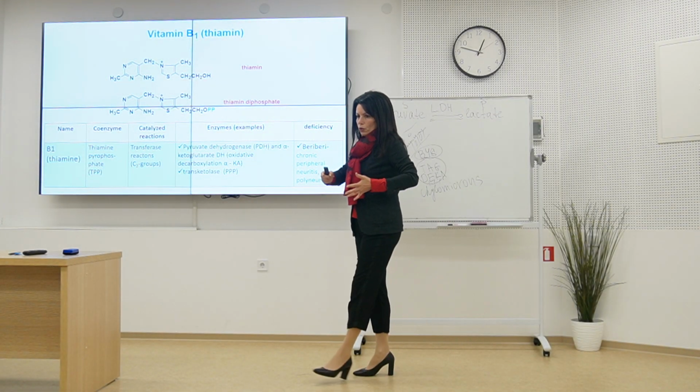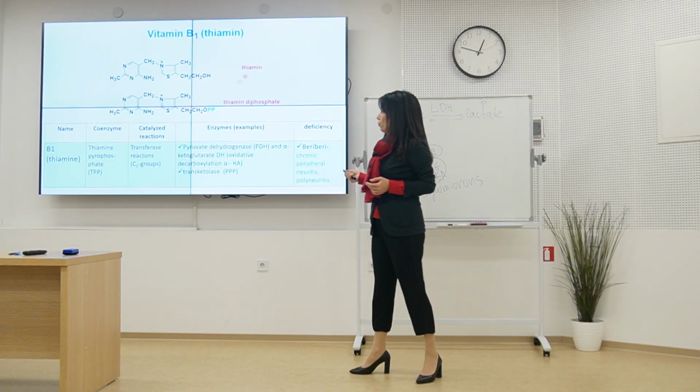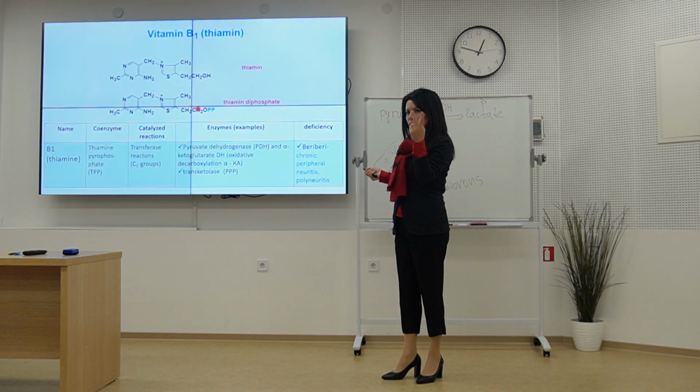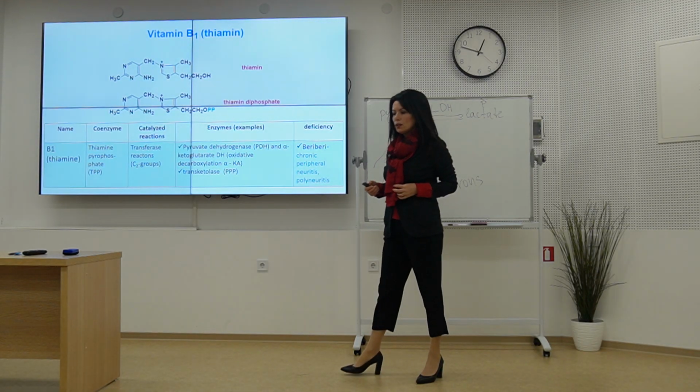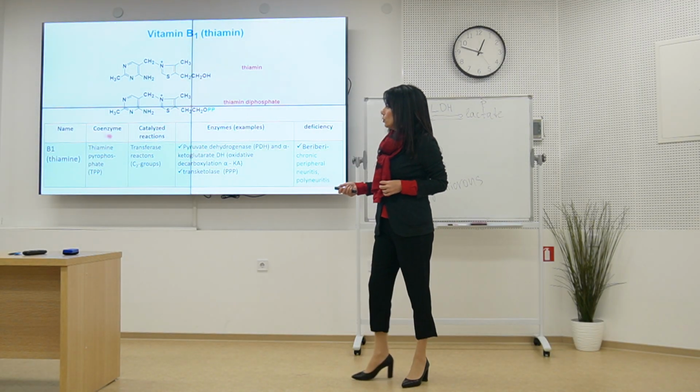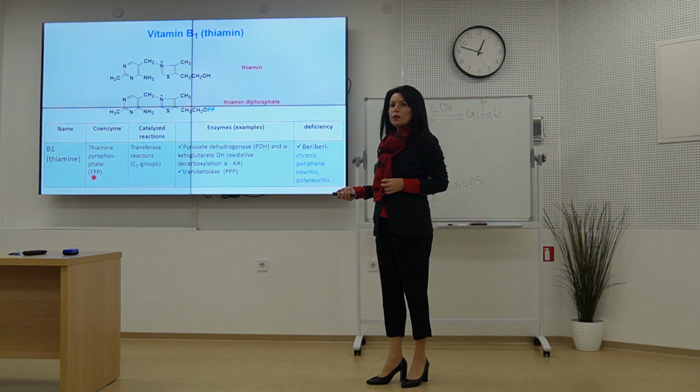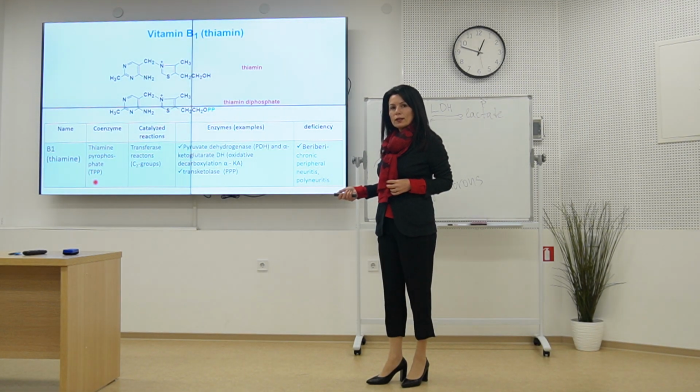To become cofactor, it needs to be phosphorylated twice, to form the full cofactor name, which is thiamine pyrophosphate or diphosphate, it's the same. Most often pyrophosphate is used. TPP is a cofactor of B1.